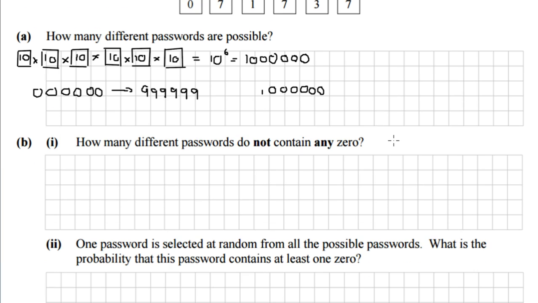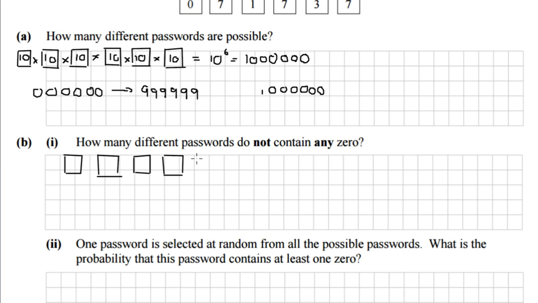Now, then it says, how many different passwords do not contain any 0? This is why it's advantageous to do it this way here, the previous one, because to do this part of the question the other way would be very difficult, because throughout these numbers there are zeros everywhere. So let's do this the number of choices way again. So I want none of my passwords to have a 0 in it. Again, I'm going to ask myself, well, how many choices have I got for each box?